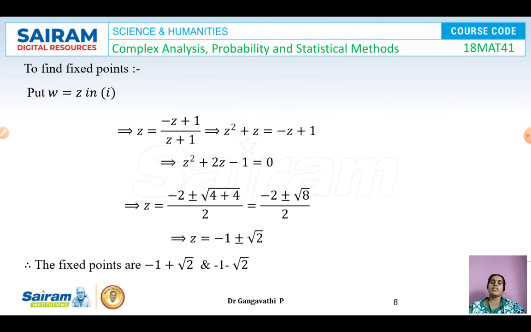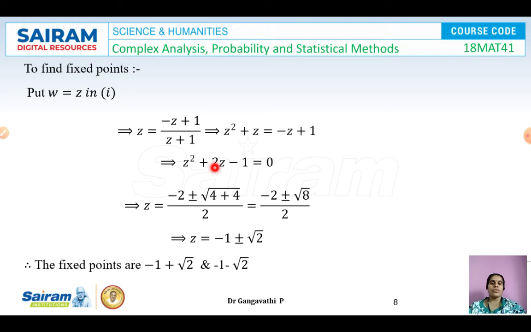In this problem, it has asked us to find the fixed points, that is the invariant points, which can be obtained by substituting w is equal to z in the answer which we have obtained. So put w is equal to z. Minus z plus 1 by z plus 1 is as it is. So do the cross multiplication. z square plus z is equal to minus z plus 1. Take this minus z plus 1 towards the other side. So we get z square plus 2z minus 1, which is a quadratic equation.